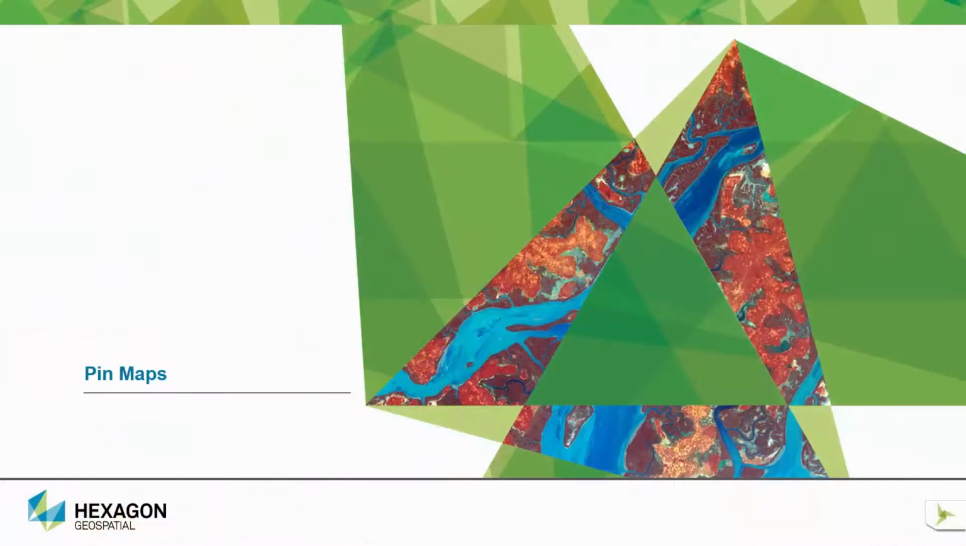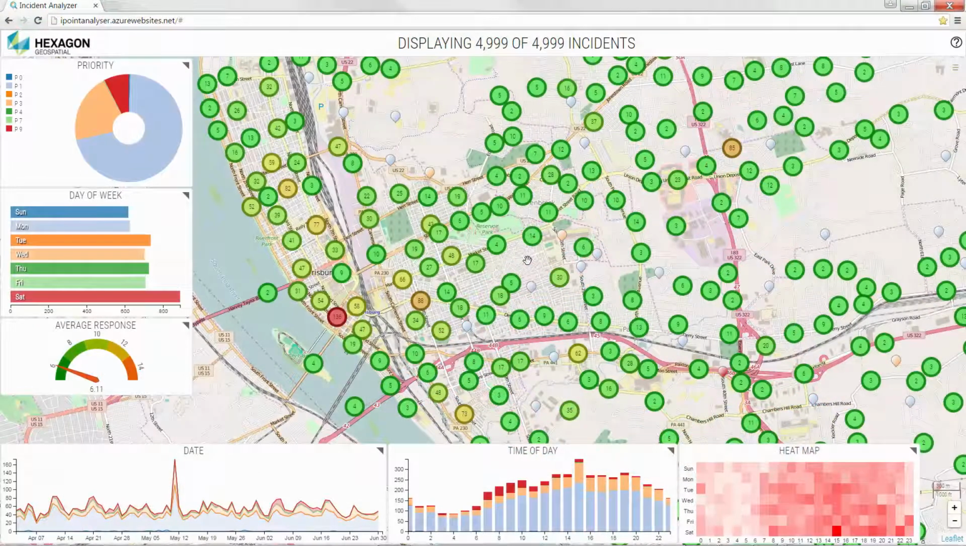Now let's review pin maps. Pin maps are spatial representations of incident data. These maps are typically used as the first look at spatial distribution and form the basis for further spatial analysis. Pin maps, such as this one, are also useful for looking at repeat incidents, or incidents that occur at the same location within a defined time period.